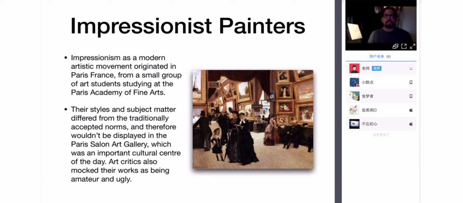So Impressionism as a modern artistic movement originated in Paris, France, by a small group of art students studying at the Paris Academy of Fine Arts. Now, their styles and subject matter differed from the traditionally accepted norms, and therefore wouldn't be displayed in the Paris Salon Art Gallery, which was an important cultural center of the day. Art critics also mocked their works as being amateur and ugly.